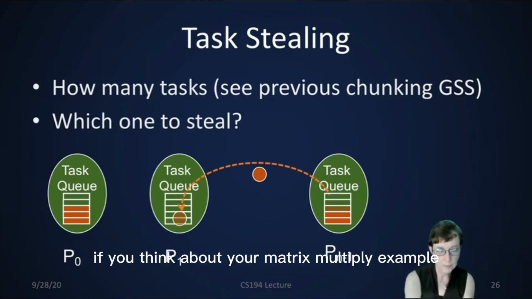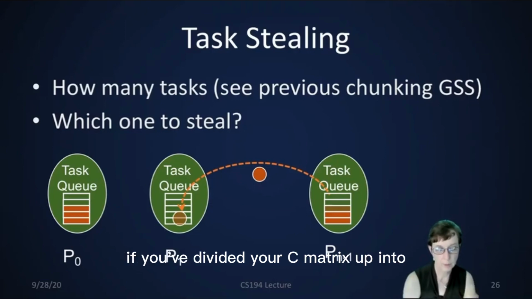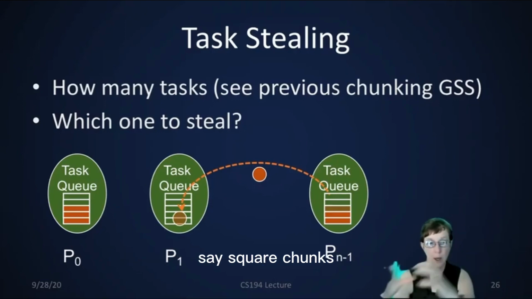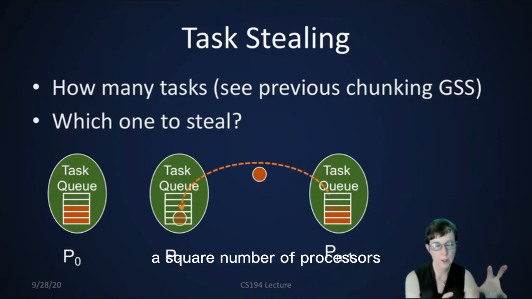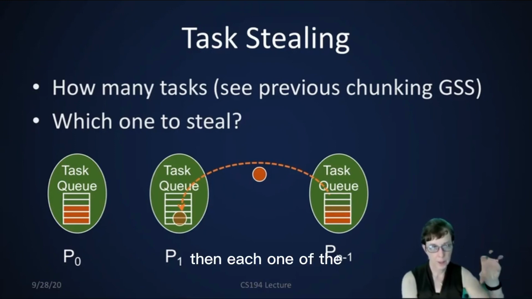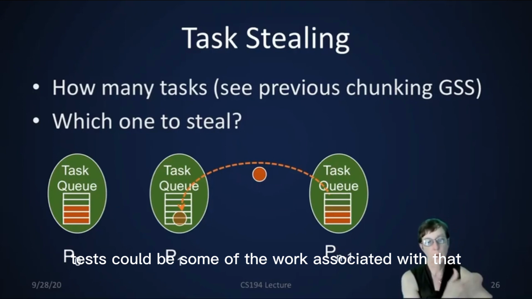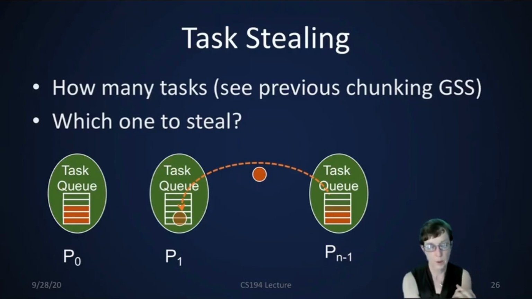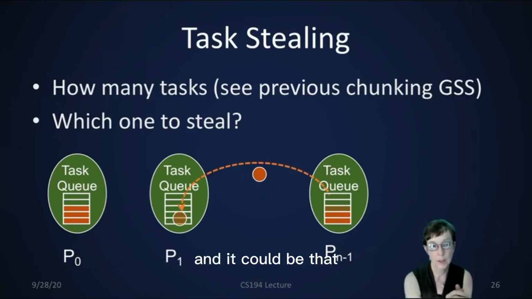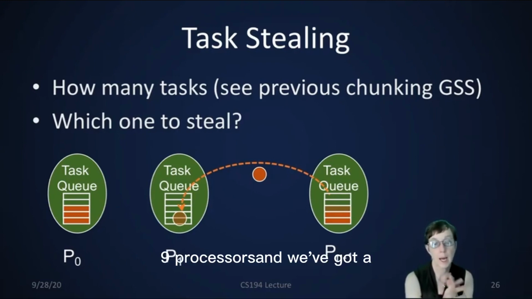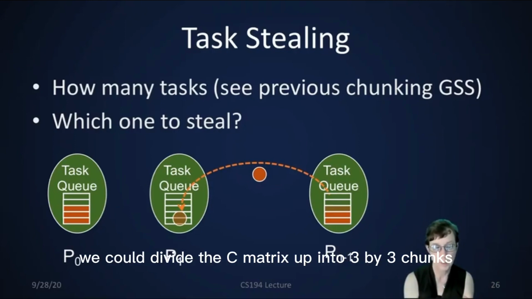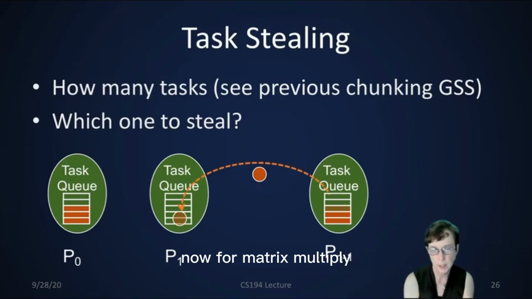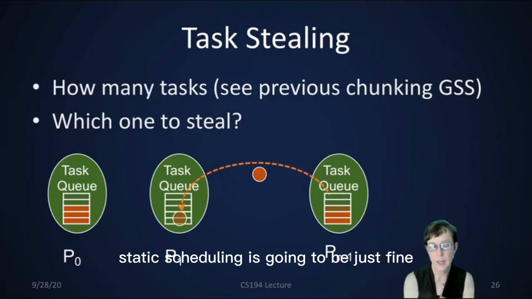If you think about your matrix multiply example, if you've divided your C matrix up into, say, square chunks, I've got a nice square matrix that's evenly divisible, and you've got a square number of processors, then each one of the tasks could be some of the work associated with one of those output chunks. And it could be that the work is actually just all the work associated with this. So let's say that we have 9 processors, and we've got a dense matrix multiply. We could divide the C matrix up into 3 by 3 chunks. Now for dense matrix multiply, static scheduling is going to be just fine.